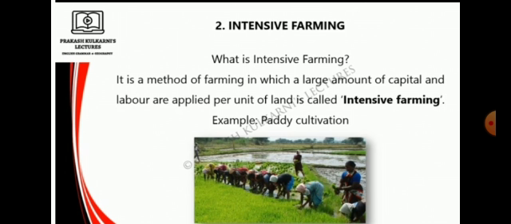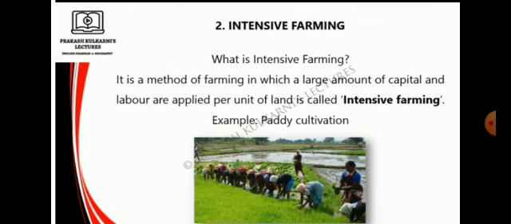Next we have the main heading, intensive farming. What is intensive farming? It is a method of farming in which a large amount of capital and labor are applied per unit of land. That is intensive farming.